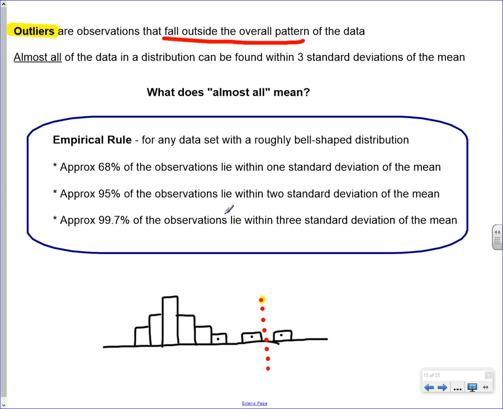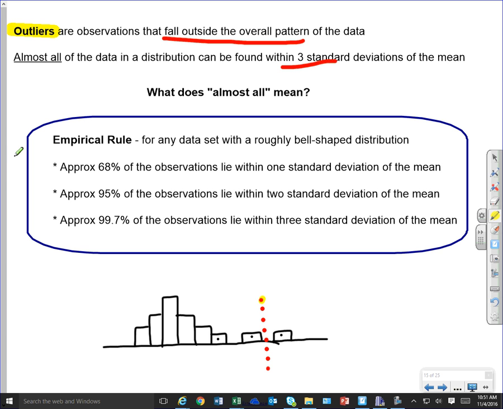So let's try to figure out where most of the data falls. What we've noticed is that almost all of the data in most distributions can be found within 3 standard deviations of the mean. So what does almost all mean? How do we define almost all? Well, one way to define almost all is using the empirical rule.